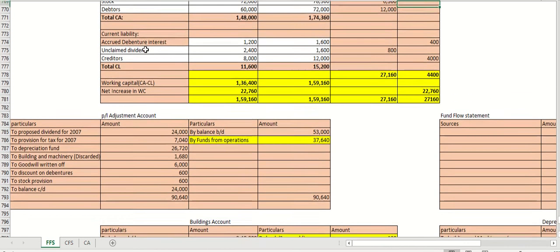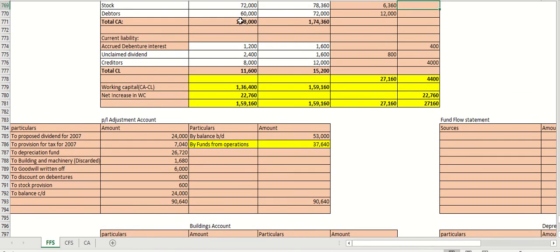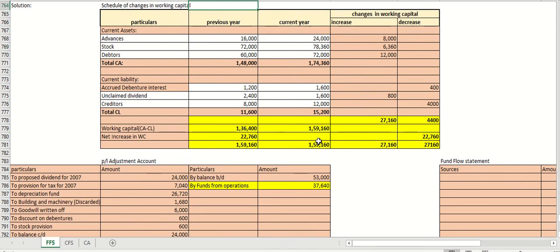So how will we basically get our working capital? Current assets minus current liabilities. 1,48,000 minus 11,600, which gives 1,36,400. Then 1,74,360 minus 15,200, which we get as 1,59,160. If you see, last year it is 1,36,400. This year it is 1,59,160. So it is an increase, which will be shown and added in your previous year in order to balance it with the current year.